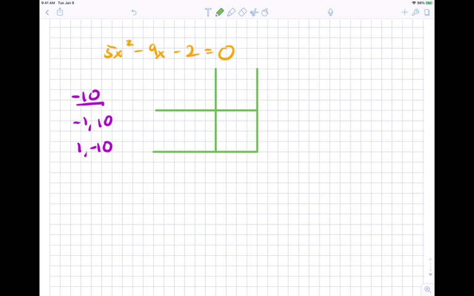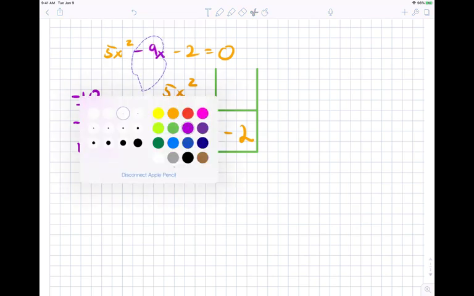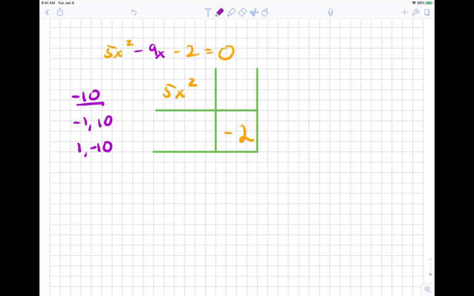So what we're going to do, in the upper left-hand corner, we're going to do 5x squared. In the bottom right-hand corner is the constant term. And then the two numbers that we just found, they go here. We're going to rewrite that negative 9. So 1 and negative 10. So we're going to say that 1 times x is just x, and negative 10x. So we rewrote that negative 9 as 1x plus negative 10x. Is that okay?